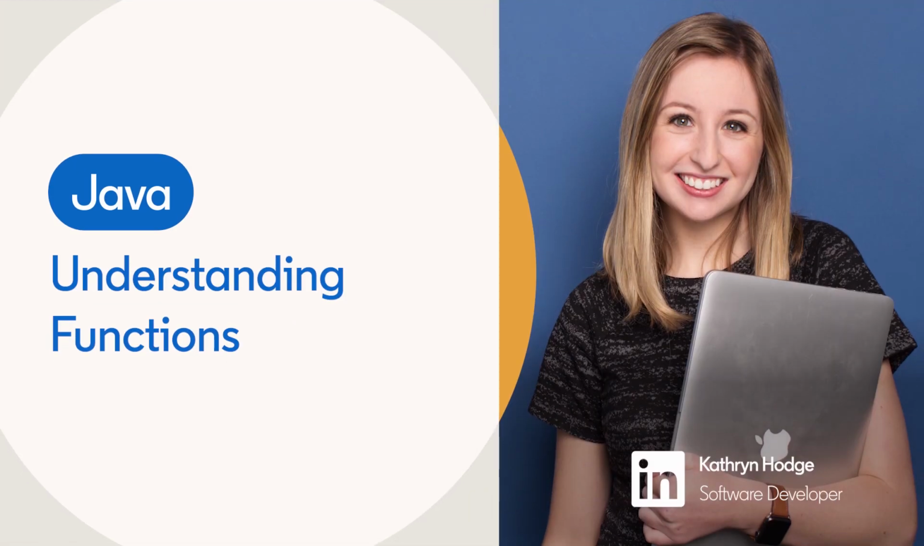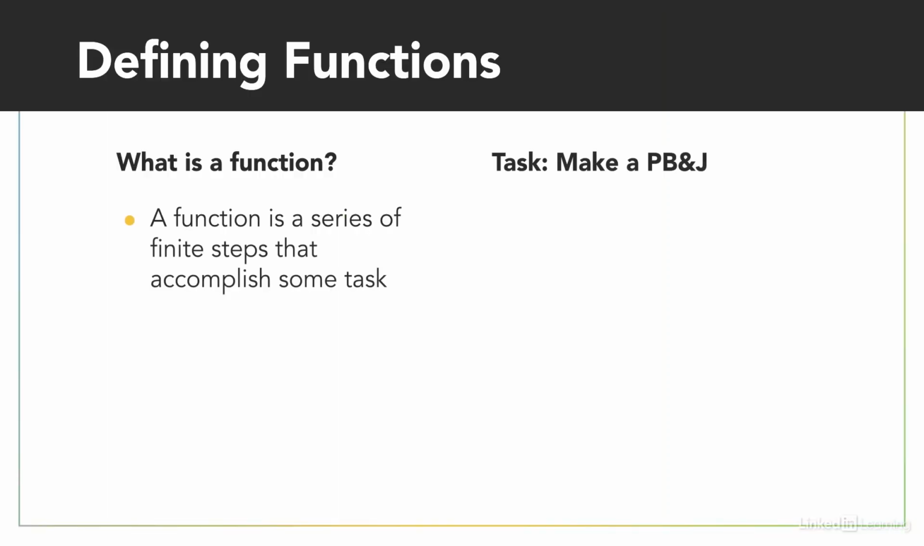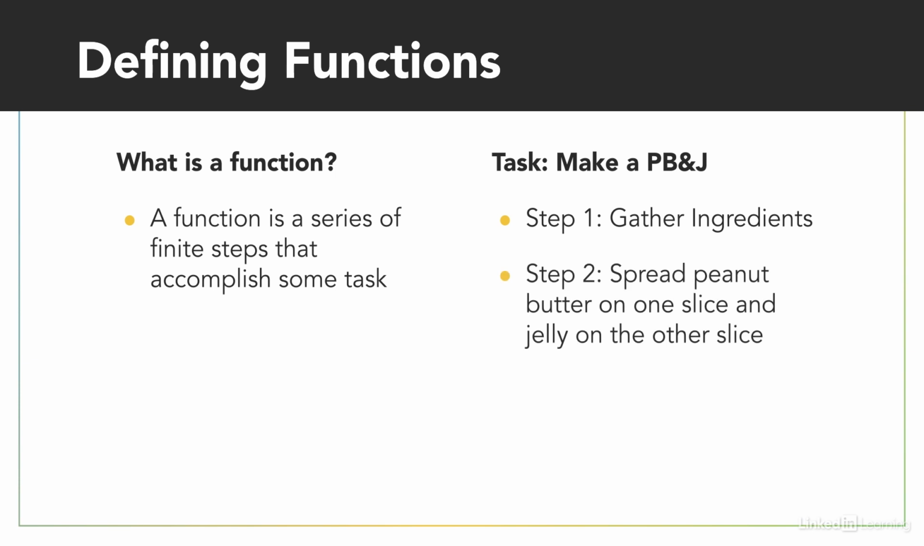In software development, a function is just a series of finite steps that accomplish some task. Let's say we have the task of creating a peanut butter and jelly sandwich. The first step would be to gather the ingredients: 2 slices of bread, peanut butter, jelly, a knife, a plate. The next step would be to spread the peanut butter on one slice and jelly on the other slice.